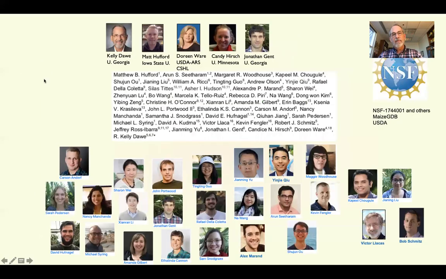So to wrap it up, this is the complete list of authors and pictures of a lot of those people. It was a collaborative effort by myself, Matt Hufford, and Doreen, the primary PIs on the grant, and then Candy and Jonathan helped a great deal later on to become effective co-PIs. Main support was by this grant from the National Science Foundation, but we also had intensive support from MaizeGDB as the project went through, using funds from MaizeGDB, and multiple of our people were supported by the USDA.